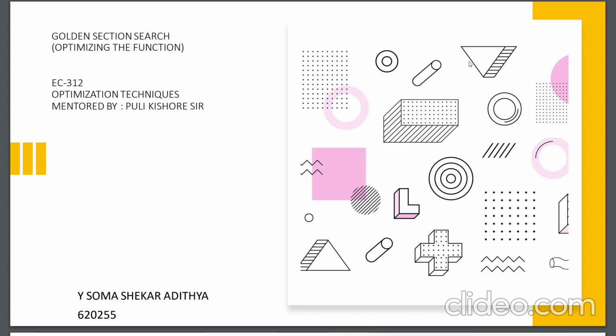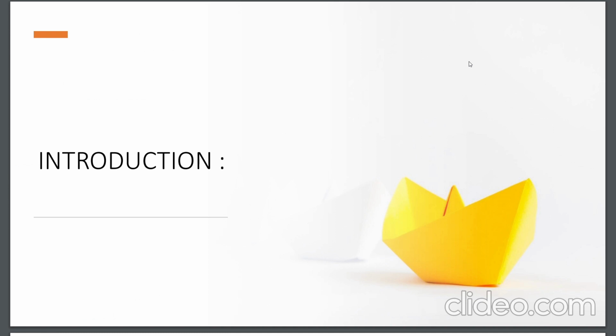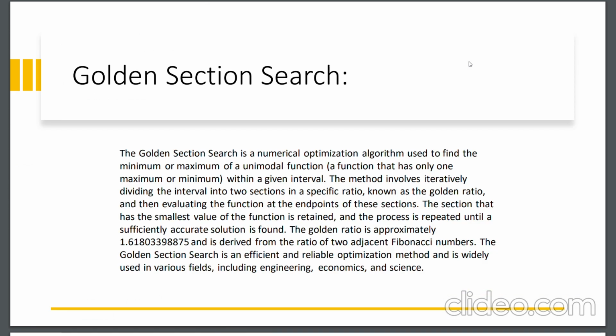And first of all, let's get into the introduction. What is meant by golden section search, why we use that and how we use that, all of those. Coming to golden section search, it is a numerical optimization algorithm.